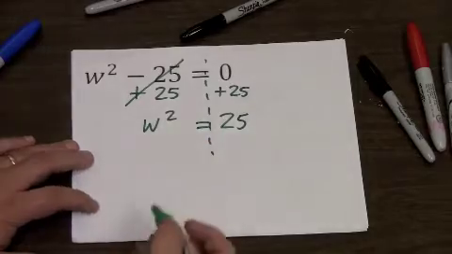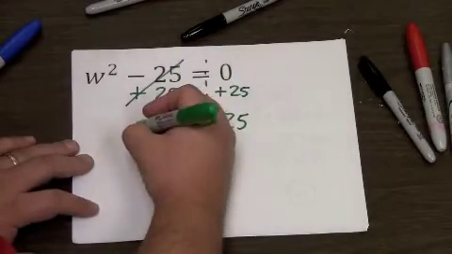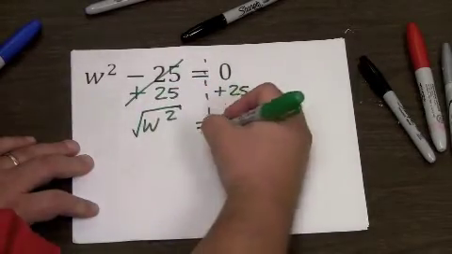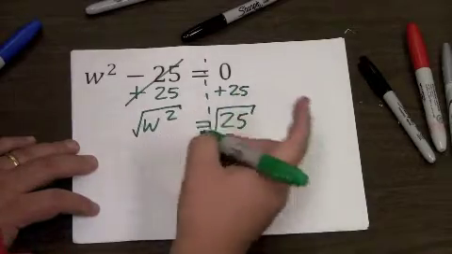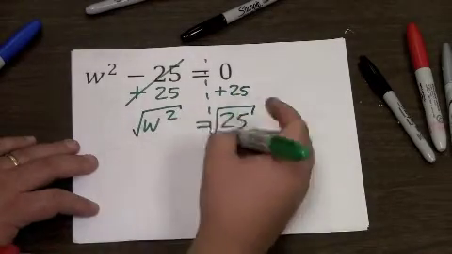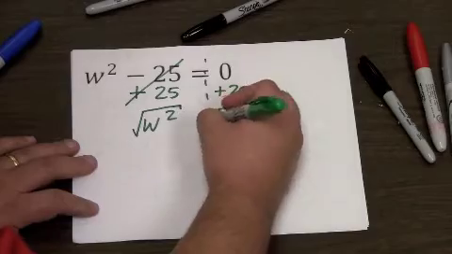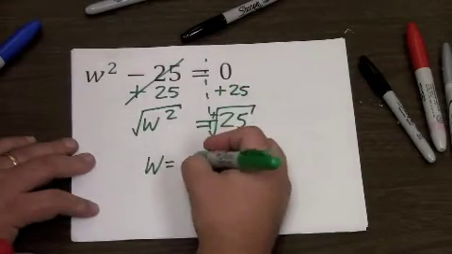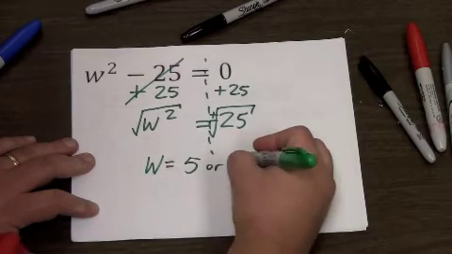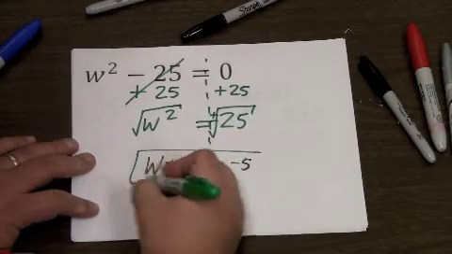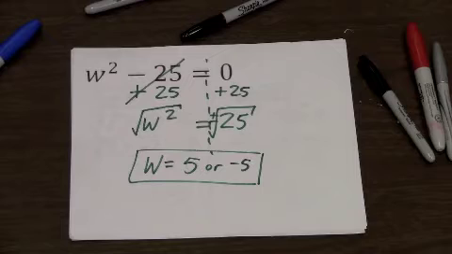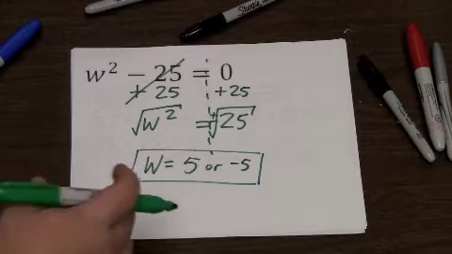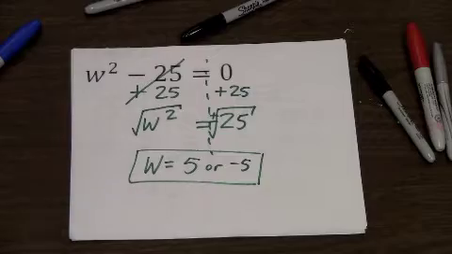Now, we must get rid of the square, and what we said before is that we take the square root. But when we take the square root, we've got to know that there are two answers. So it's plus or minus the square root of 25. So we're going to get w equals 5 or negative 5. This is solving algebraically by moving things from one side to the other. So we'll get the answers of 5 and negative 5.